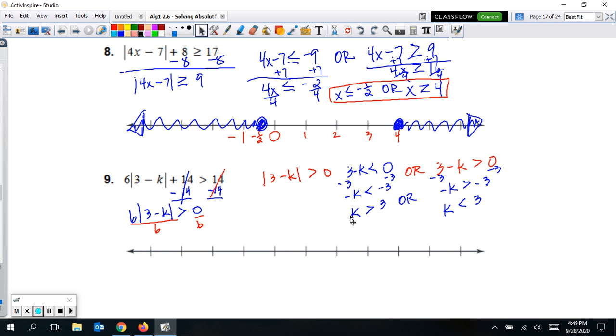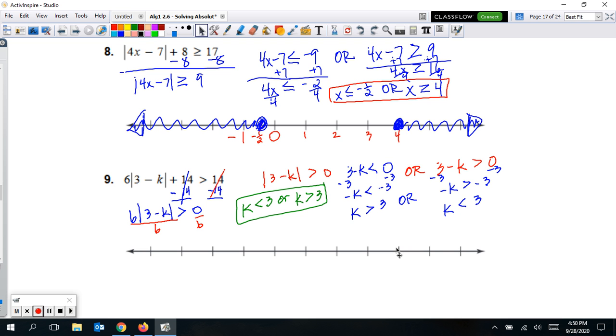So I'm just going to clean up this answer a little bit better. So I'm going to put it like this over here. K is less than 3, or k is greater than 3. It's got the same number there, so as we graph this on the number line, this is actually our solution set right there. That's our solution.